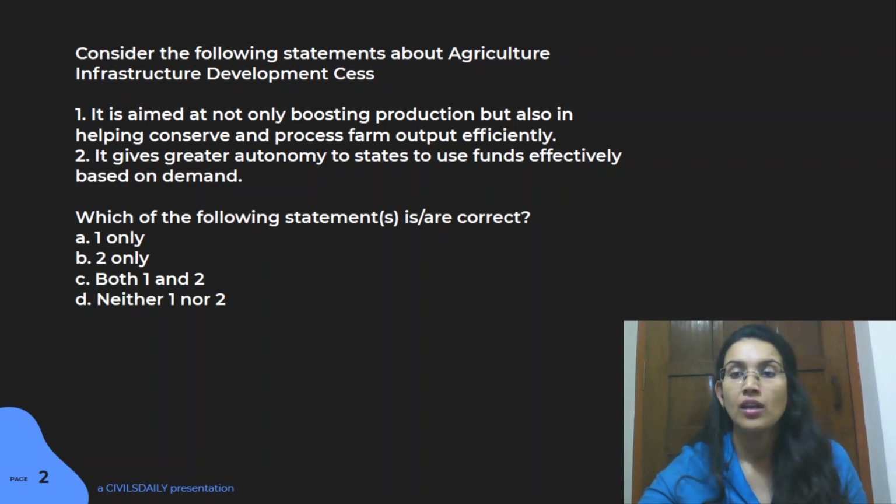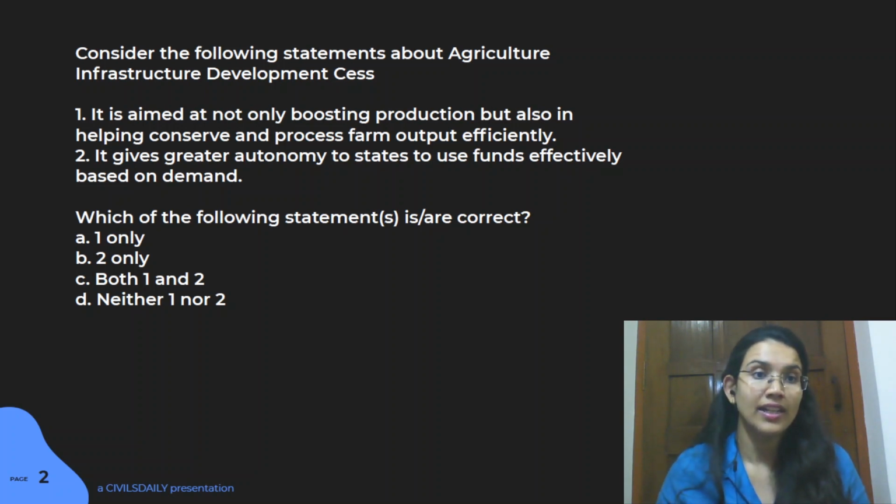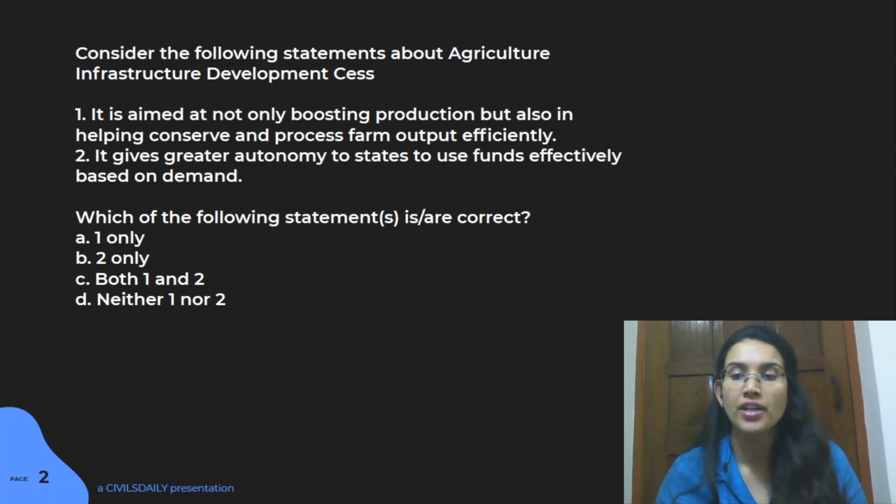So the second statement here, that it gives greater autonomy to states to use fund effectively based on demand, is actually wrong. Because in fact, this particular cess and other cess can actually reduce the amount of money that is flowing into the states. So it is about this.